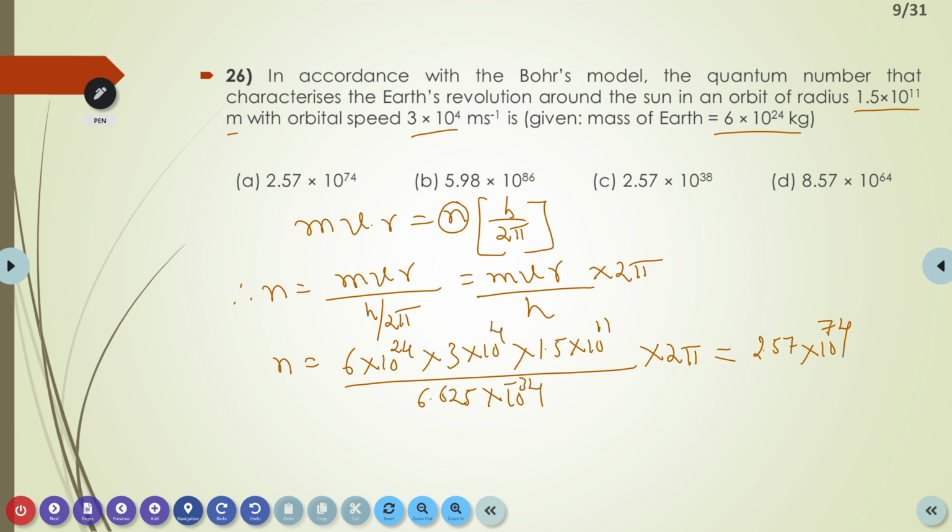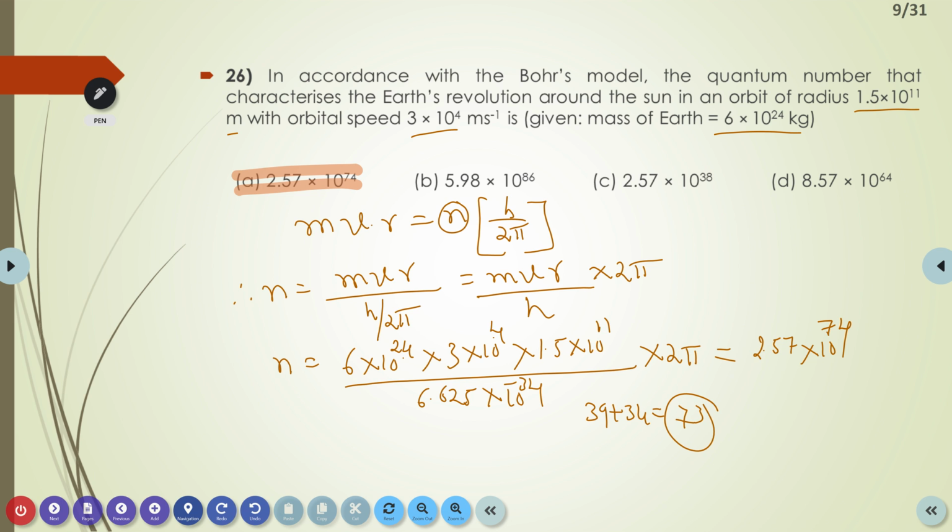Here you see, it is 24 plus 4, 28. 28 plus 11, it is 39. In the numerator, 39 plus 34 is equal to 73. It is roughly very close to 73, this is the choice. So that you can solve this problem quickly, saving the time factor.